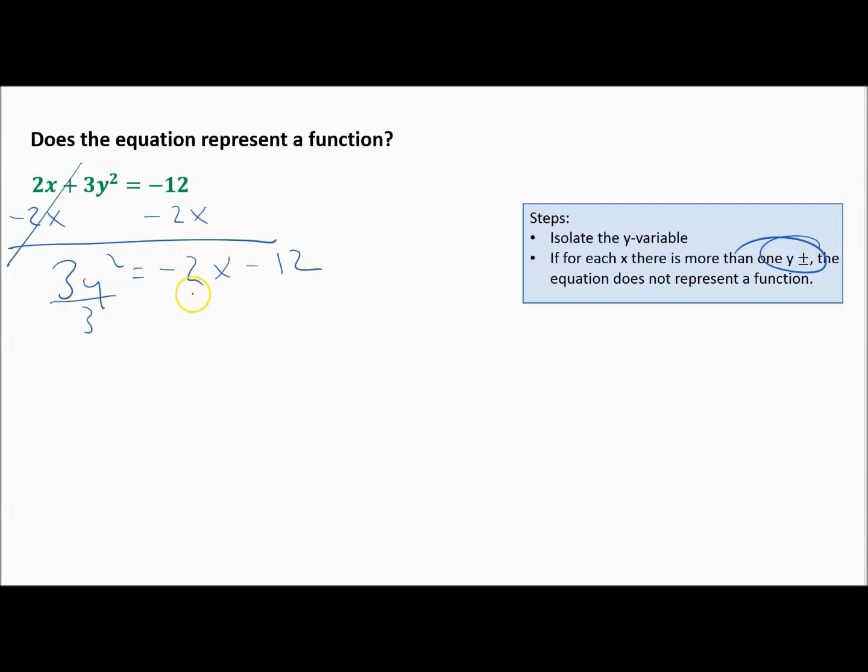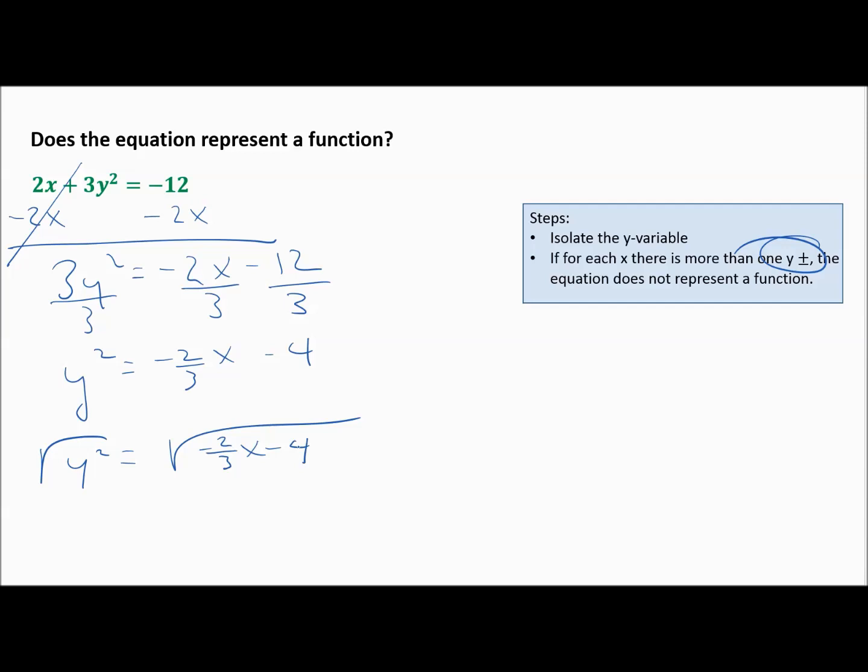I have to divide by 3. Remember, you could split that up on the right-hand side. It gives me y squared equals negative 2/3 x minus 4. It feels a whole lot like the last problem, except I've got a y squared. And if I'm supposed to isolate y, I have to get rid of that square. So I'm going to take the square root of both sides of this equation.